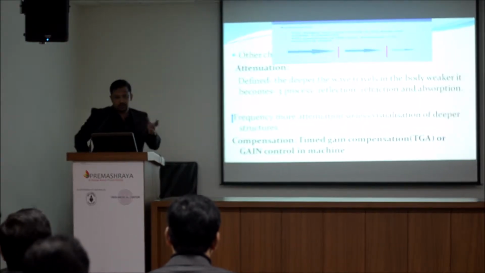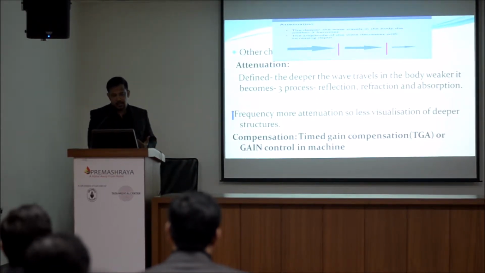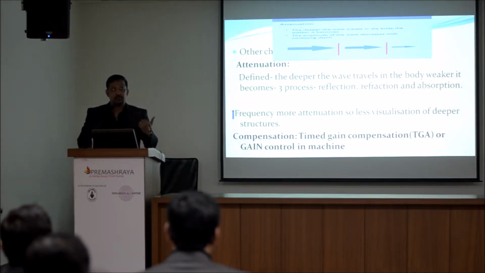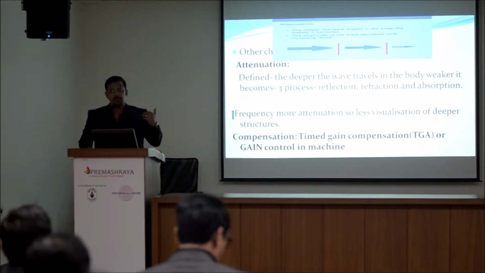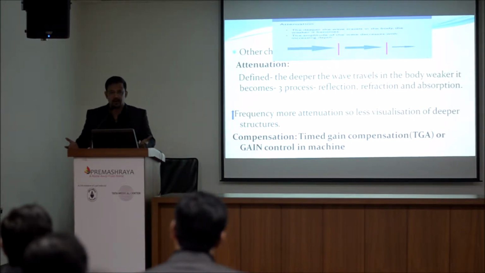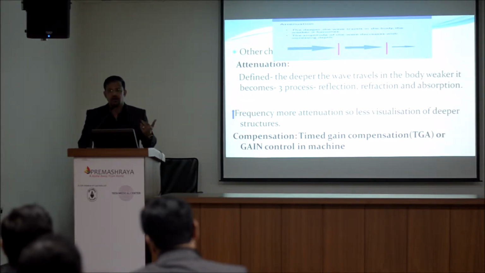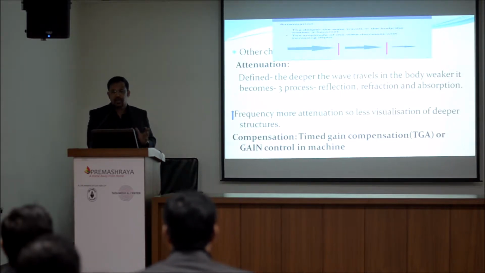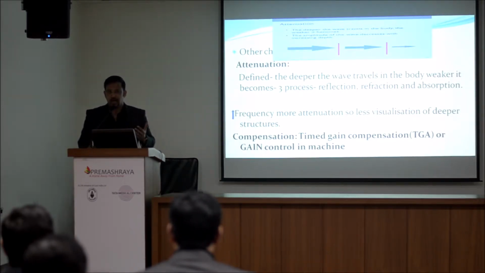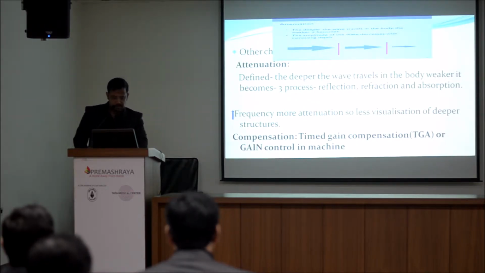There are three things which we should know. Attenuation. What is attenuation? It is the decrease in the intensity of the wave as it travels inside the body. Because as the wave goes inside, it either gets absorbed, scattered, or reflected, and the intensity of the wave decreases. And the more the frequency, the more the attenuation. In our machine, we have a control, the gain control or time gain control, to take care of that. If you have more attenuation of the wave and we are not able to see, you can change that gain button. I will show what the gain buttons are.